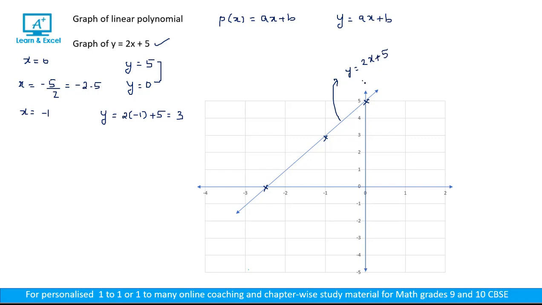Now we also know that this is the y-axis and this is the x-axis. The straight line intersects the x-axis at this point. Now let us write the coordinates of the point. Yes, the coordinates of the point are minus 5 by 2 comma 0, or we can write it as minus 2.5 comma 0. Now we have understood this.